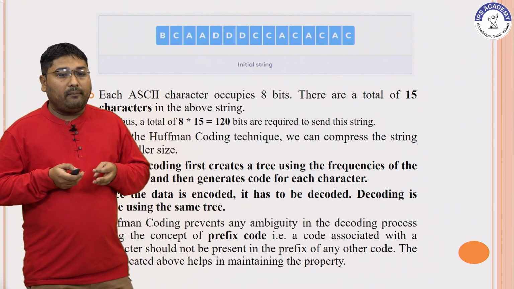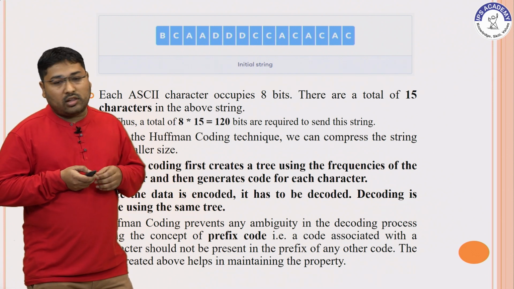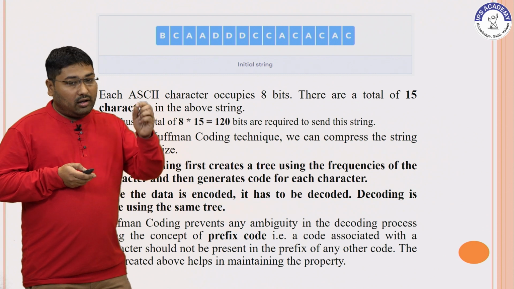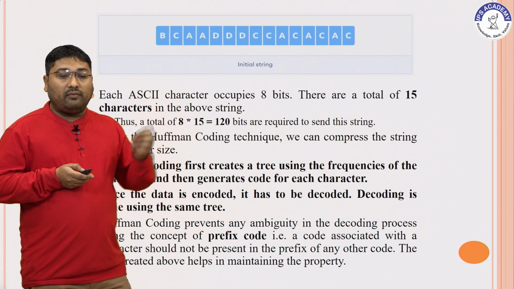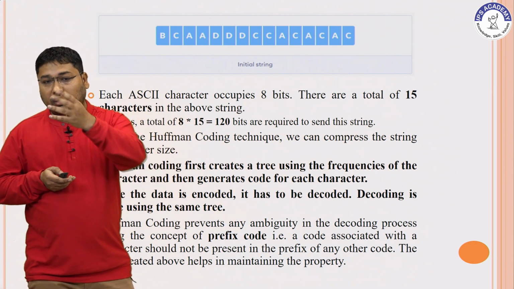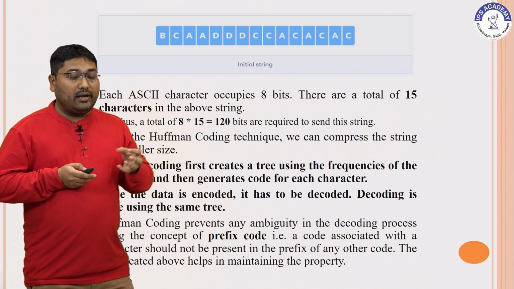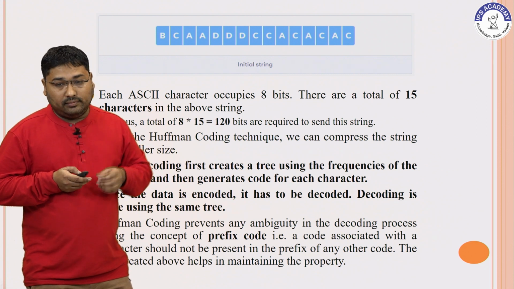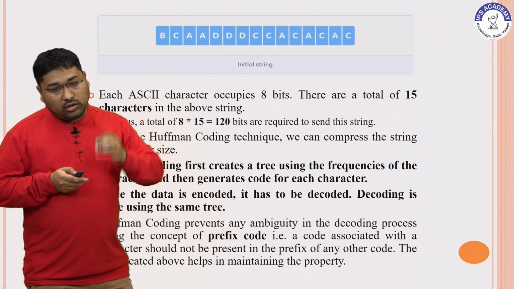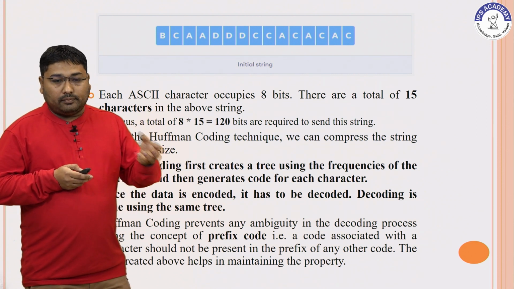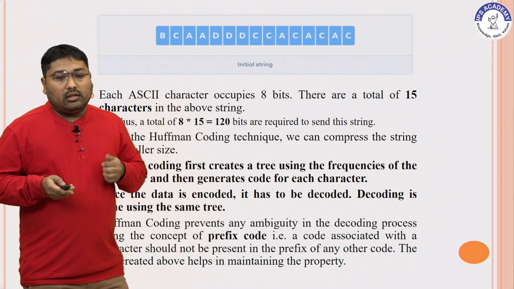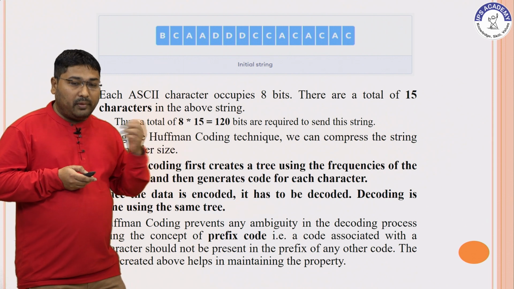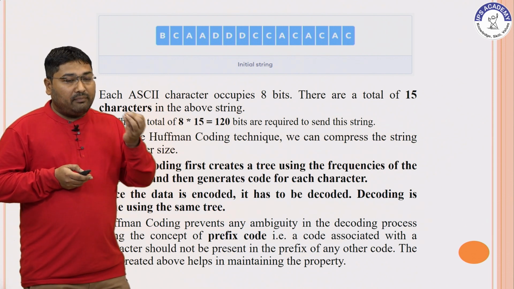By using Huffman coding, we can compress the string to a smaller size. We first create a Huffman tree, which is based on the frequency of the characters which occur in this string. This Huffman code is transferred over the network with the tree. The decoding also uses this same tree at the receiver end. Huffman coding prevents any ambiguity in the decoding process using the concept of prefix code, so each character has a prefix code.